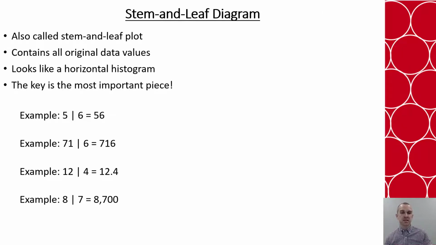The key to it is that whatever my leaf is, it's only one digit. It's the least digit possible in the numbers that I have provided in my data set. And then my stems are created with the rest of the number. So in this case, all my numbers would go no less than the hundreds place, and I could have thousands or tens of thousands.